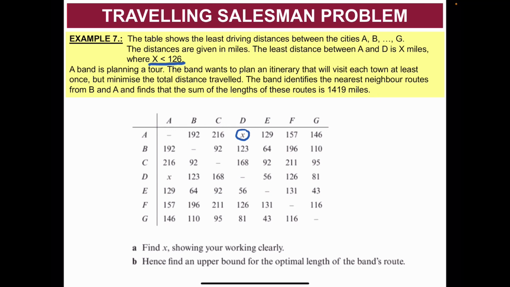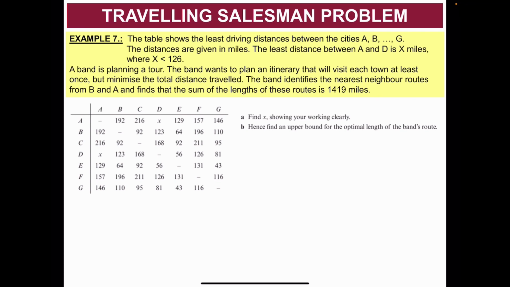They identified the nearest neighbor routes from B and A, and find that the sum of the lengths of these routes is 1419. And the question is to find X and then decide what the upper bound is for the optimal length of Ben's tour. So let's look at it step by step. Because I know that they already found the nearest neighbor routes, these ones, from B and A, and when added up they got 1419. That's where I need to start, right? So I'll do it here.